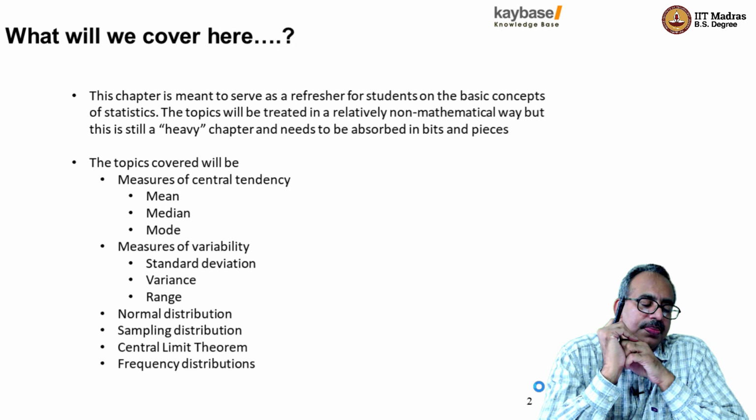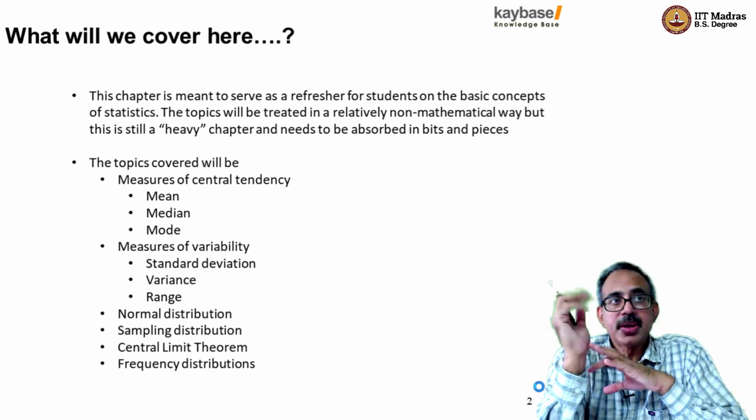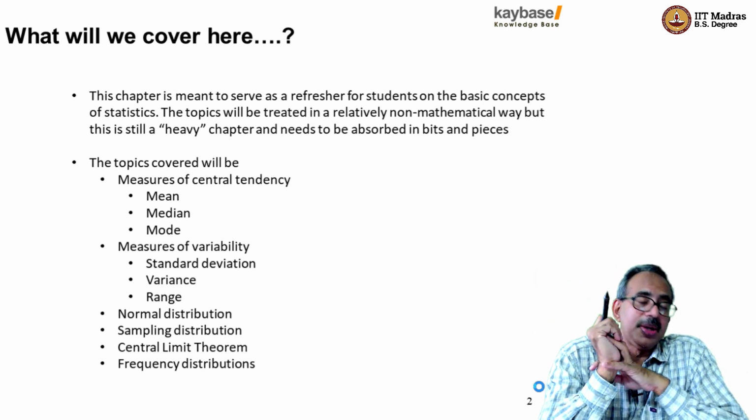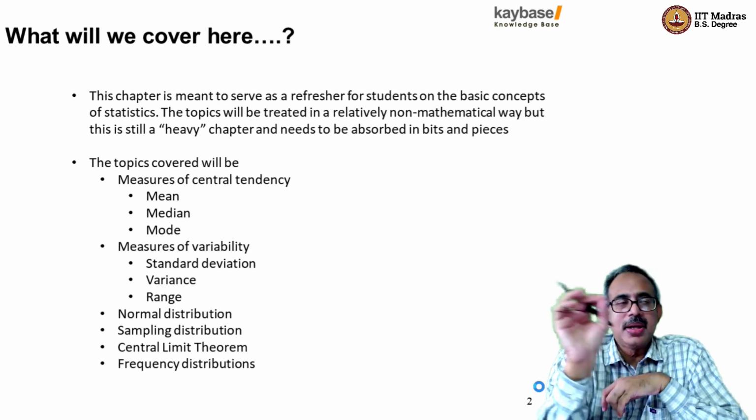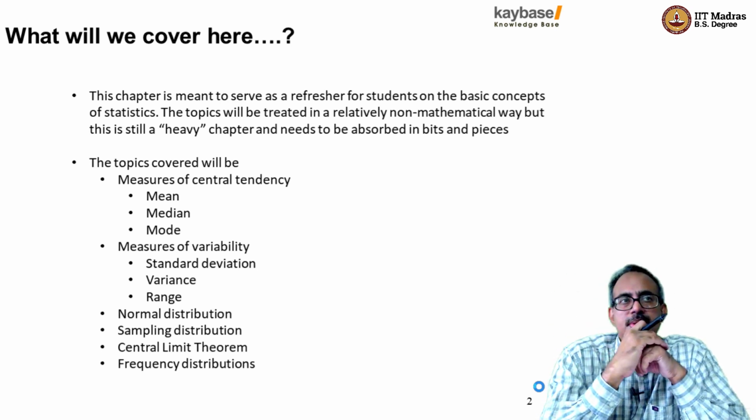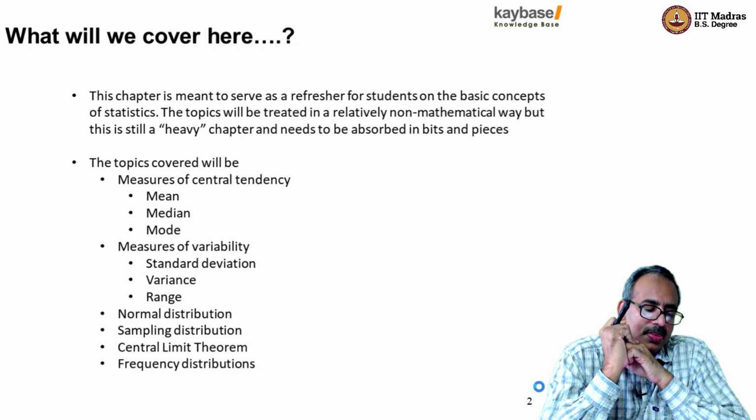So, these are the topics that we will cover here: measures of central tendency, mean, median, mode, which is as basic as it can get. Measures of variability, standard deviation, variance, and range. We'll talk about two or three extremely important concepts for market research: normal distribution, sampling distribution, central limit theorem, and maybe one line about what a frequency distribution is, right? So, without further ado, let's go on.